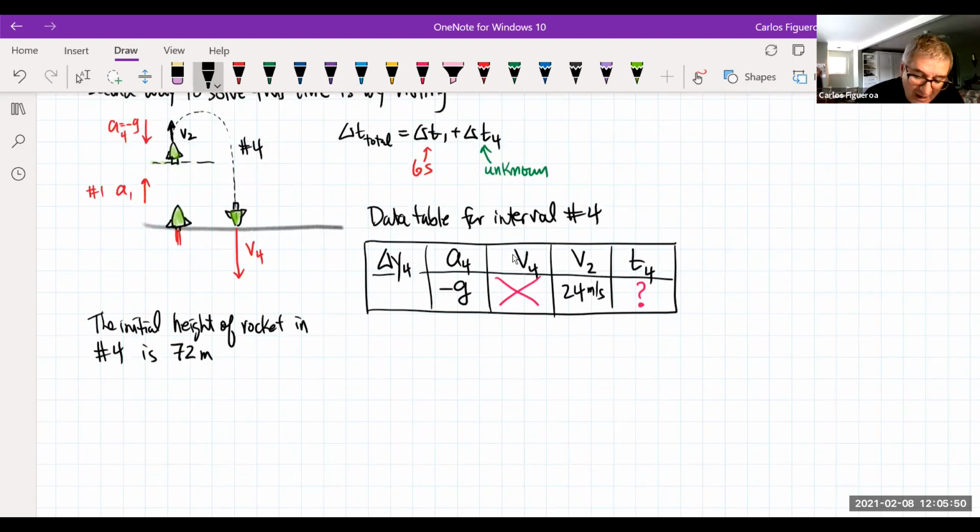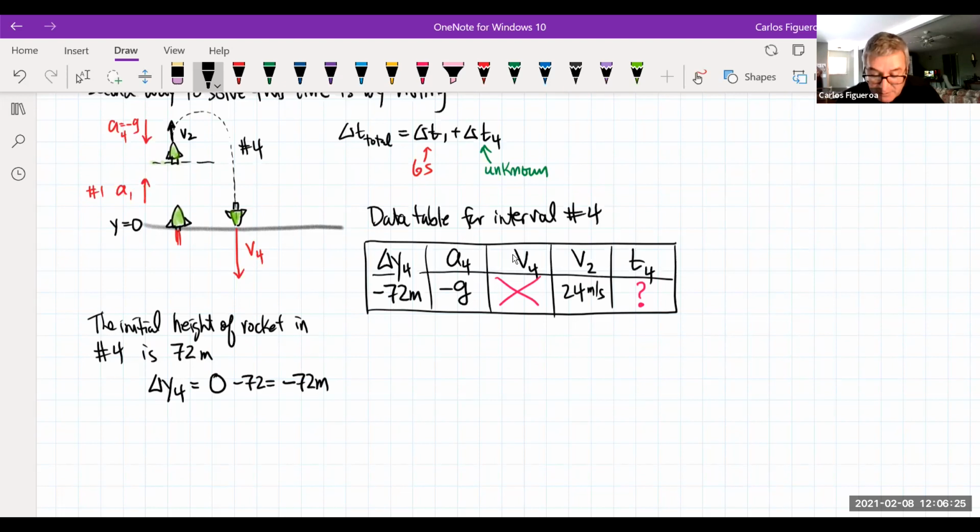What's the final height of the rocket? Note, this does not include the maximum. The final height of the rocket is what? 0. So when I look at delta y4, note, my final is 0. My initial is 72, so it's minus 72 meters. So I know that height change. And note it's negative because why? It's going in the negative direction. That's the displacement.